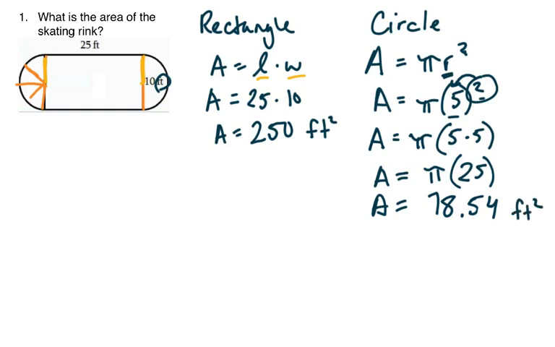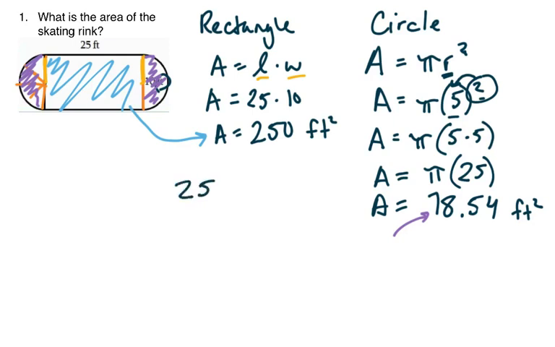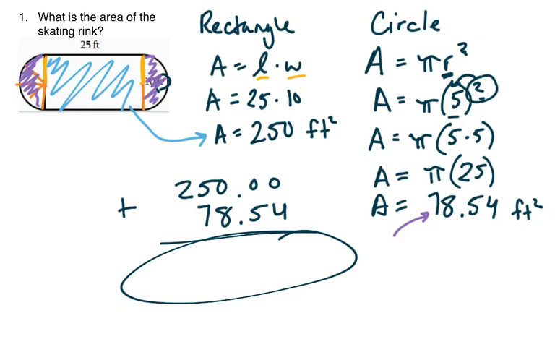So I found the area of the rectangle. That was here. I found the area of the full circle. So here's one half, here's the other half. Together that makes one full circle. That's here. And now all I need to do is add them together. So we have 250 square feet plus 78.54 square feet. And I can put my decimal 00, just so I have those lined up. And you're going to go ahead and add those together. Whatever you get here, and then you use your units, feet squared, is going to be your answer.